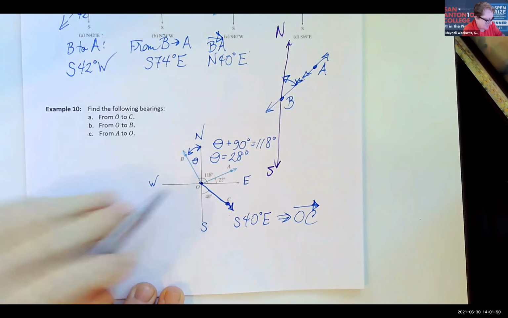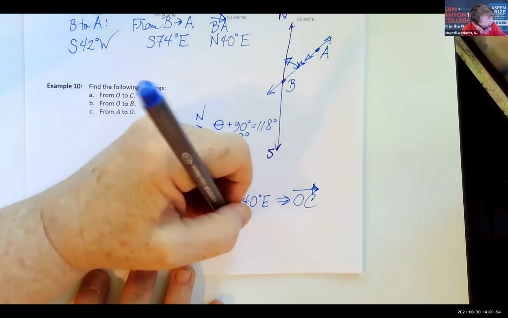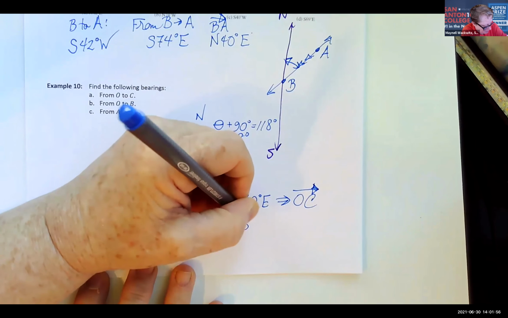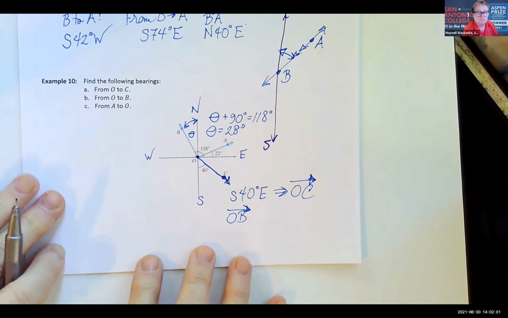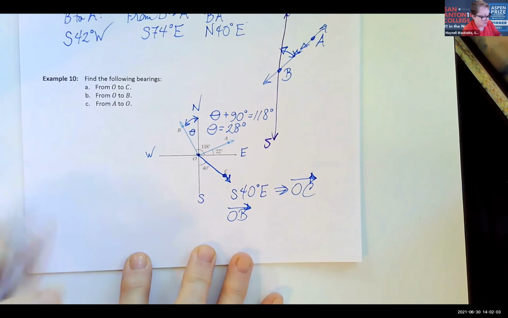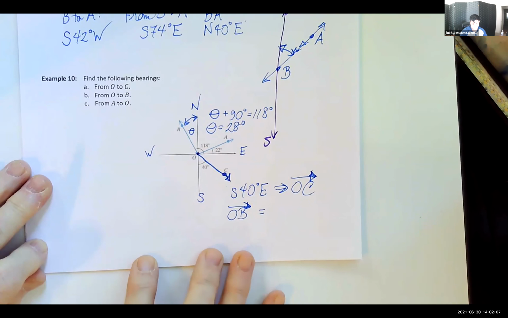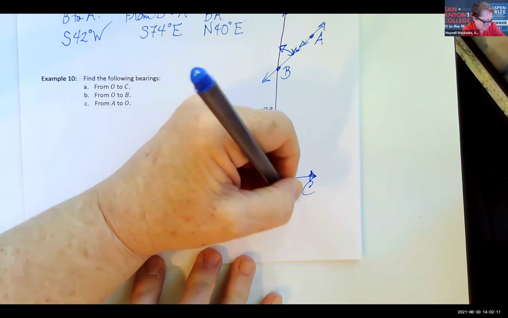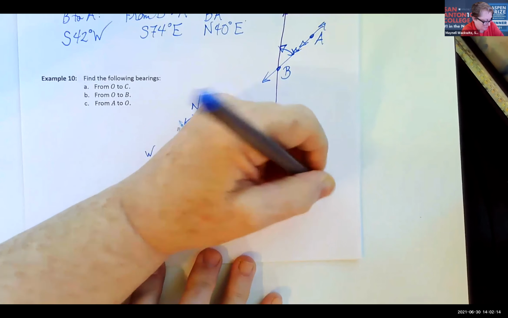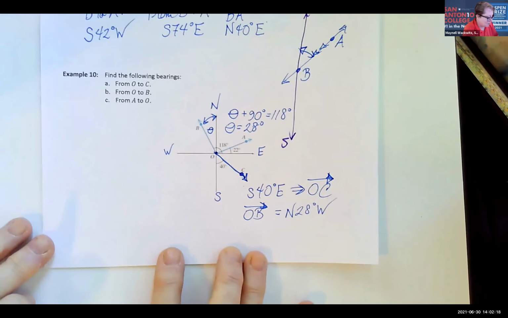So that means that, let's see, we're doing from O. O to B will be, is it going to start out at north or south? So O to B would be north 28 degrees west. Good. Very good.